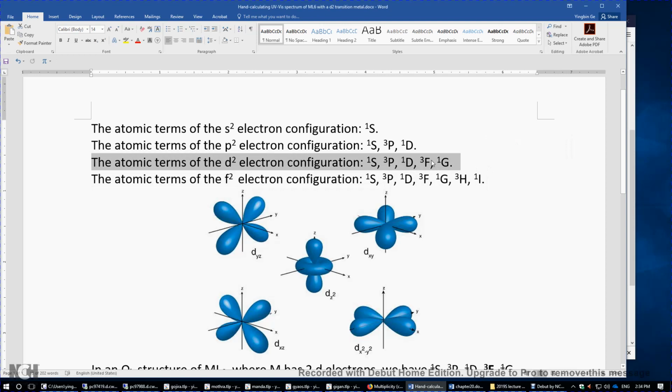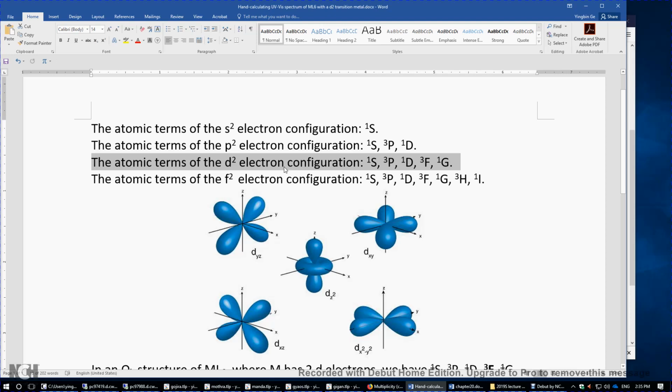The numbers in the superscript are spin multiplicities, and the letters are the symbols for the angular momentum quantum number. So when we have L equals 0, 1, 2, 3, 4, we have symbols S, P, D, F, G.